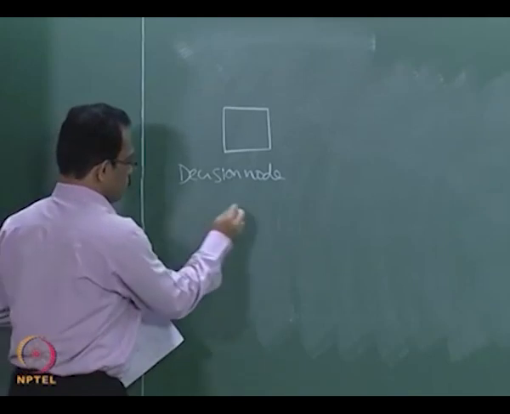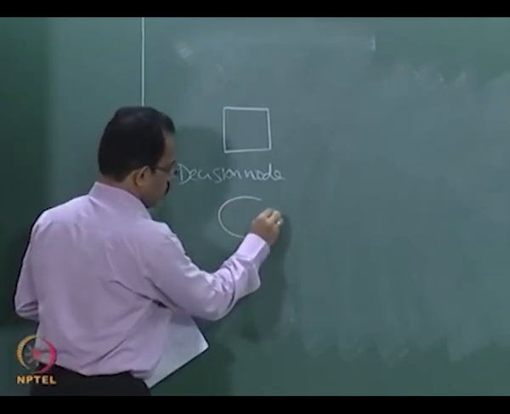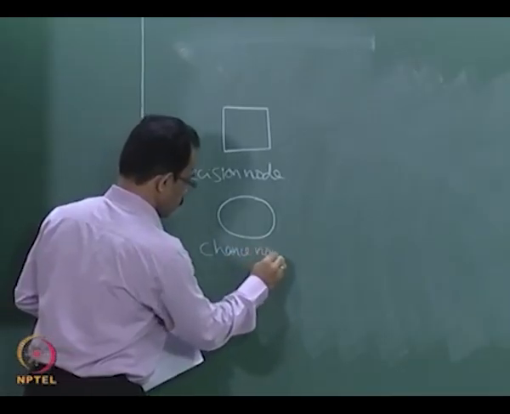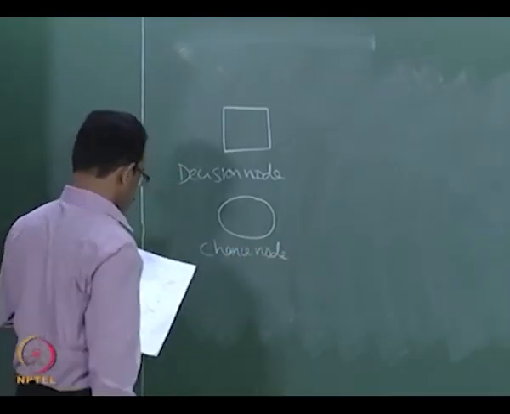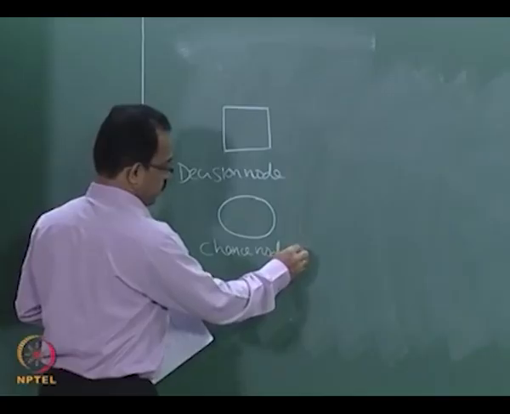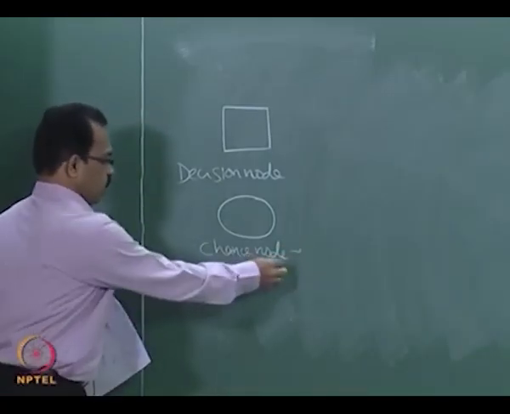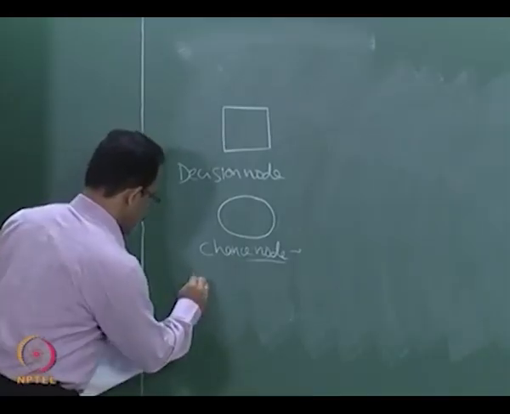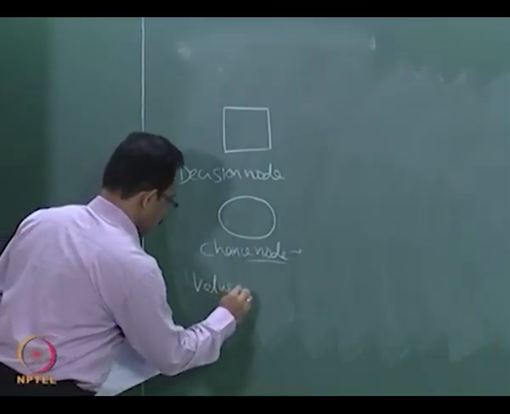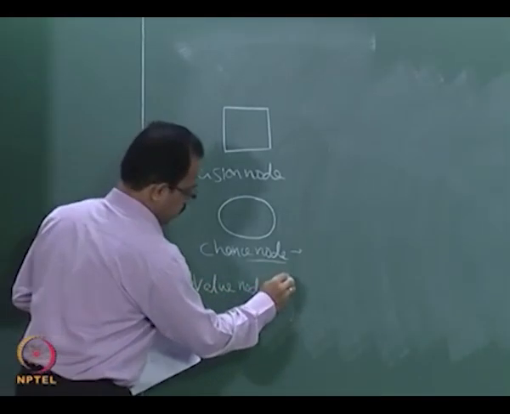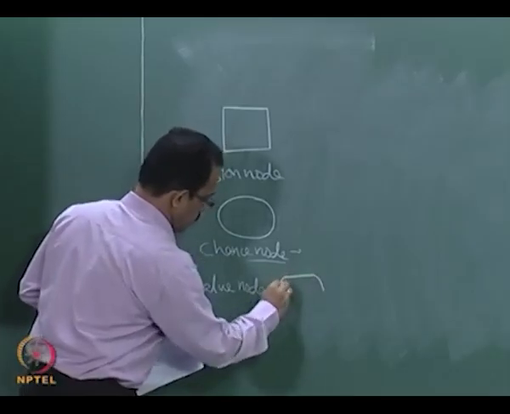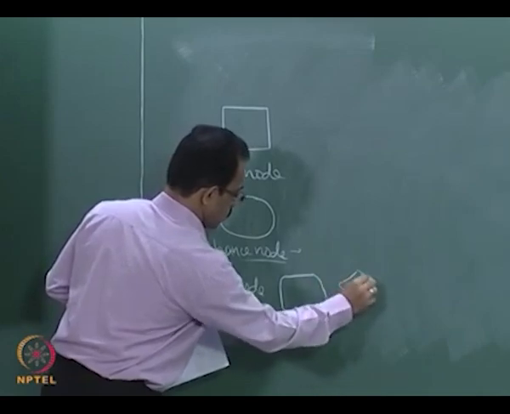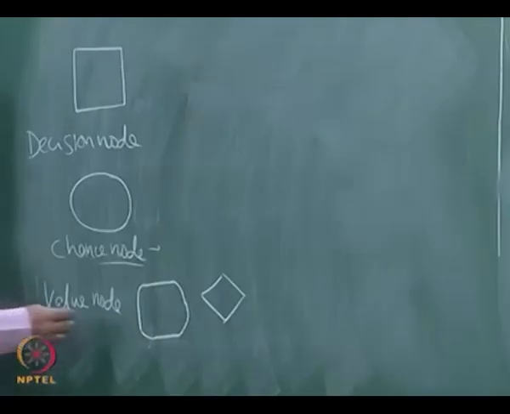Then we have the chance node, it is represented using an oval. This is the chance node, and again this will be a discrete random variable. You can find out what the number of chances existing are. And then we have the value nodes, they are represented as round triangles with rounded corners, or you can represent them as diamonds also. These are the value nodes.